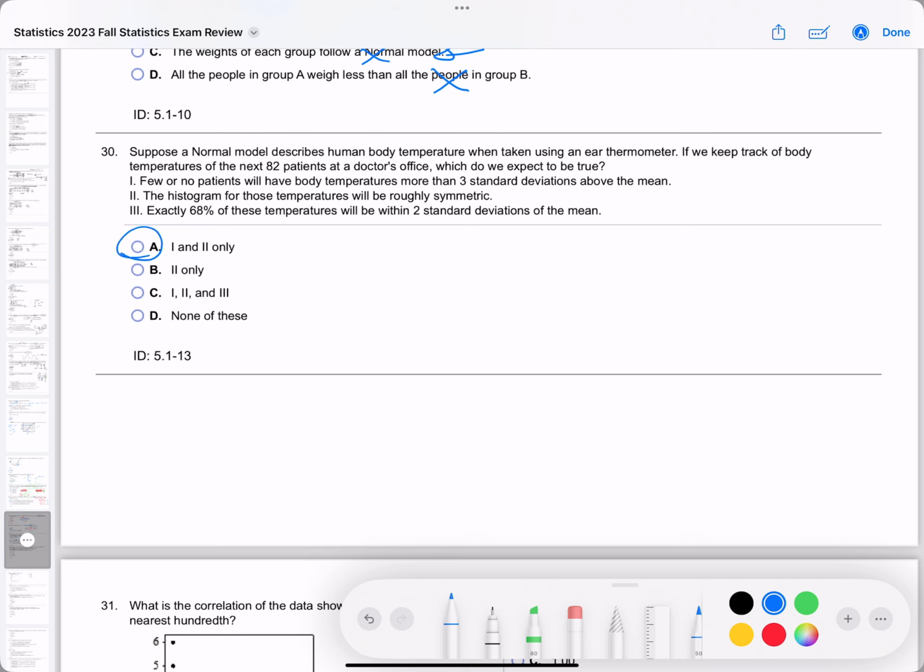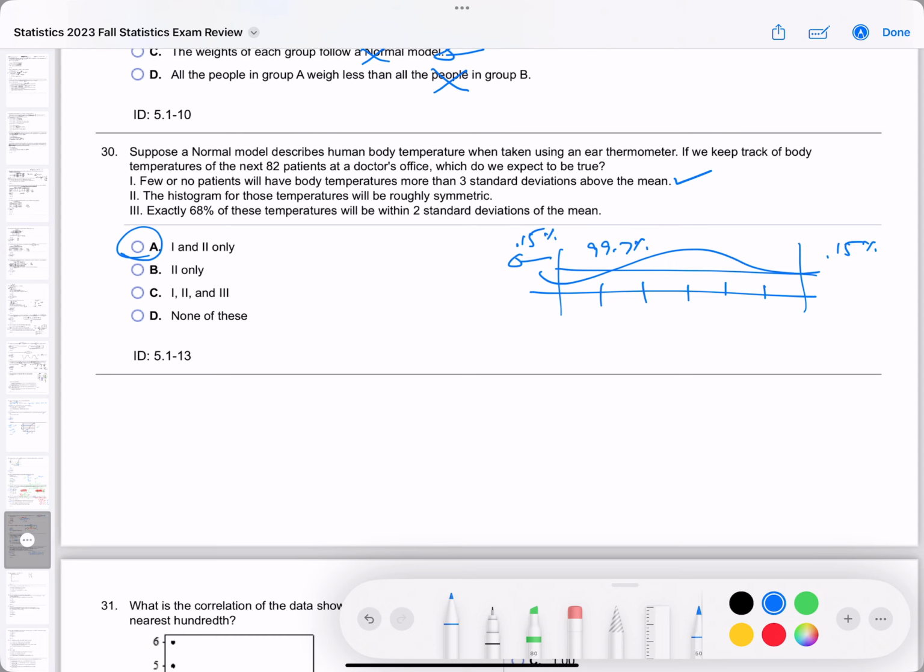And number 30, let's see. If we keep track of body temperatures of the next 82 patients at a doctor's office, what do we expect to be true? Few or no patients will have more than 3 standard deviations. That's true, because 3 standard deviations is very rare. Remember, it's at the 99.7. If we did this, that's 99.7% within 3 standard deviations, and so it's just very rare that 0.15% is outside that. So that's true.